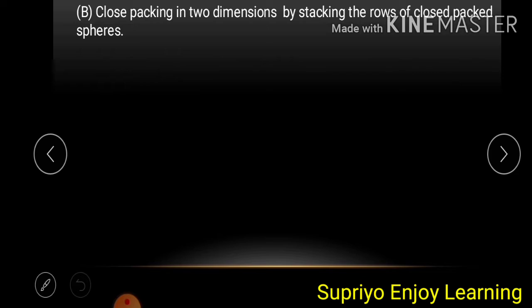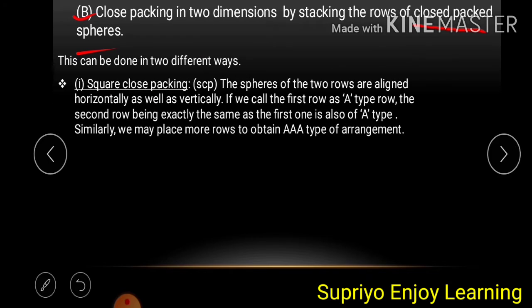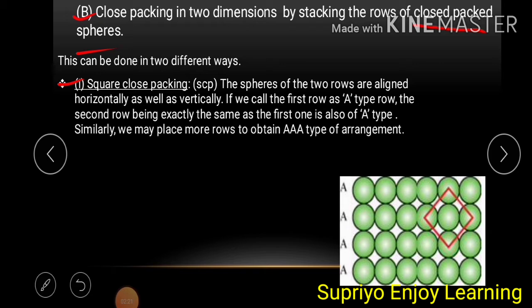Now we'll see close packing in 2 dimensions by stacking the rows of close packed spheres. This can be done in 2 different ways. Number 1, square close packing or SCP. Spheres of the second row are placed exactly above the spheres of the first row. Here, the spheres of the 2 rows are aligned horizontally as well as vertically.